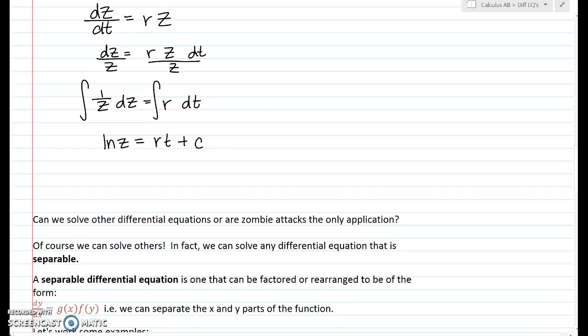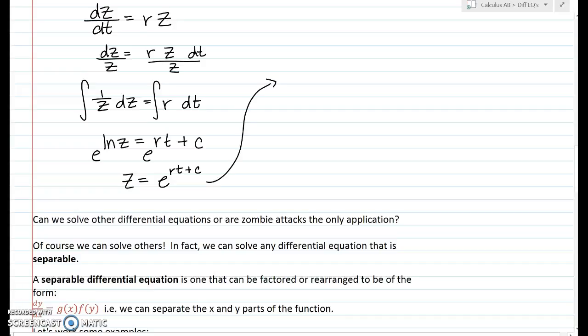Now I would actually have a constant on both sides, but if you remember, we talked about this before. We're going to just put the constant on one side and let that take care of any ambiguity that comes from the whole entire problem. So since we want an equation that involves z, z equals, we want to get z by itself. So what I'm going to do is e both sides, which gives me z equals e to the rt plus c. All of that is in the exponent.